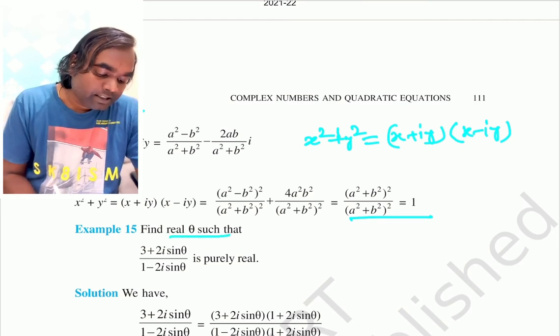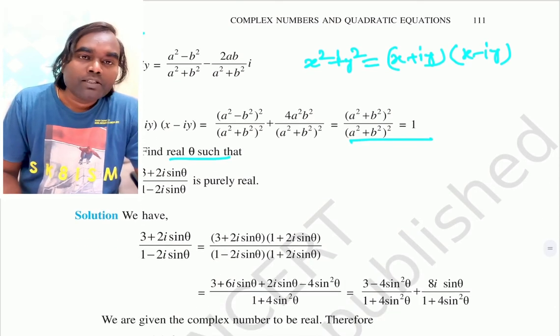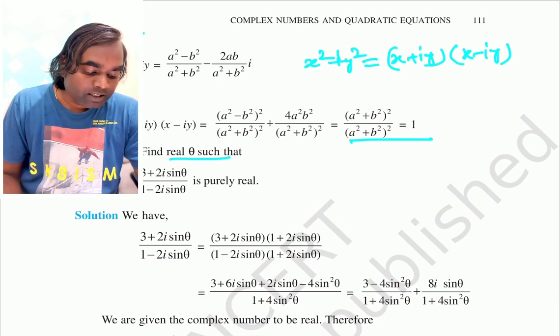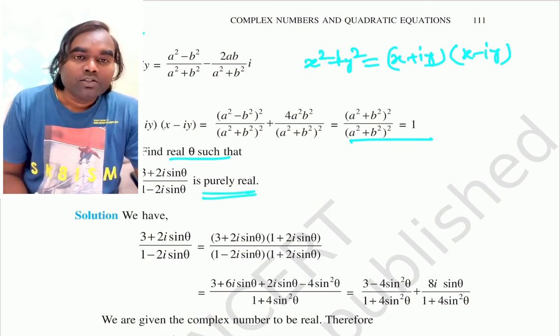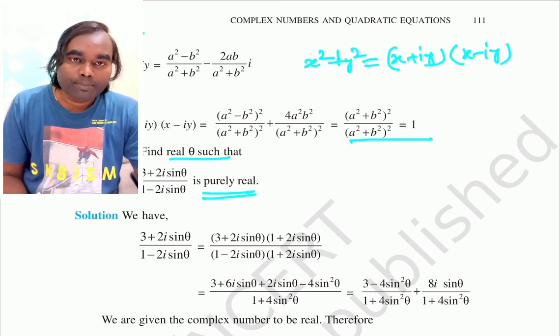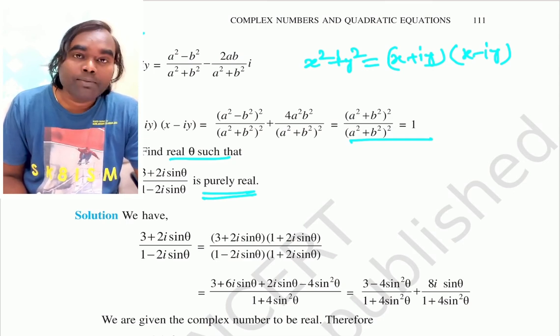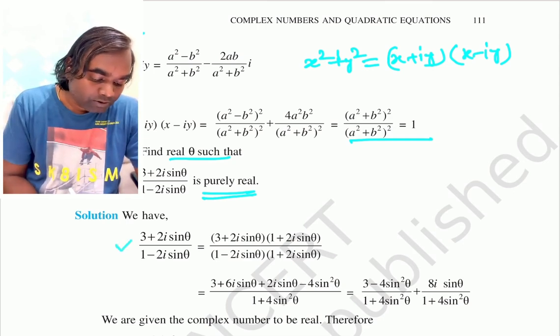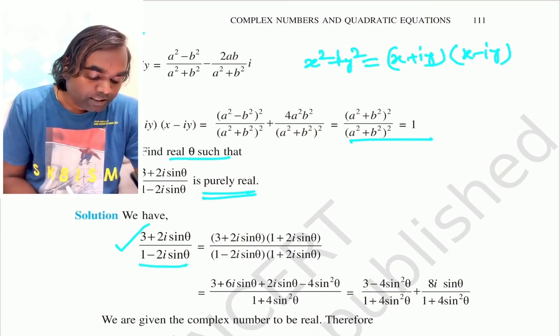Find real theta such that 3 plus 2i sin theta by 1 minus 2i sin theta is purely real. So for that you will simplify this in the form of a plus ib, and you will take only the real part. So firstly simplify this by multiplying the numerator and the denominator by 1 plus 2i sin theta.